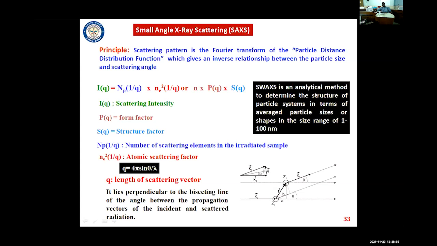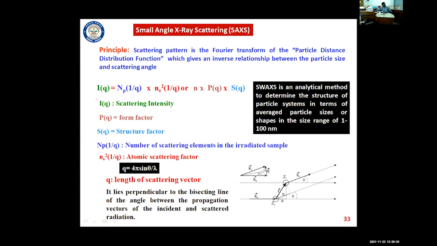And also, we can get the different shapes of the particles, like spherical particles, laminar particles, globular particles, or cylinder kind of particles, from the small angle X-ray scattering. As I mentioned, small angle, so the 2 theta is from 0.12 up to 5 degrees. The basic principle is that this scattering pattern is a Fourier transform of the particle distance distribution function, which gives an inverse relationship between the particle size and scattering angle. So if your scattering angle is low, you will get the bigger size particles.